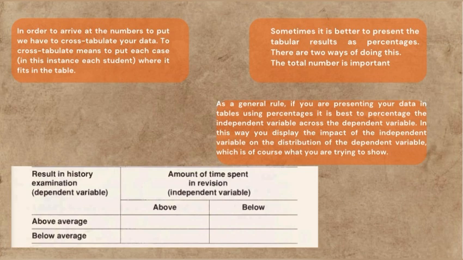In all tables giving the result as percentages, it's very important to indicate the total number upon which the table is based. As a general rule, if you are presenting your data in tables using percentages, it's best to percentage the independent variable across the dependent variable, as shown in figure 9.7. In this way, you display the impact of the independent variable on the distribution of the dependent variable, which is, of course, what you are trying to show.